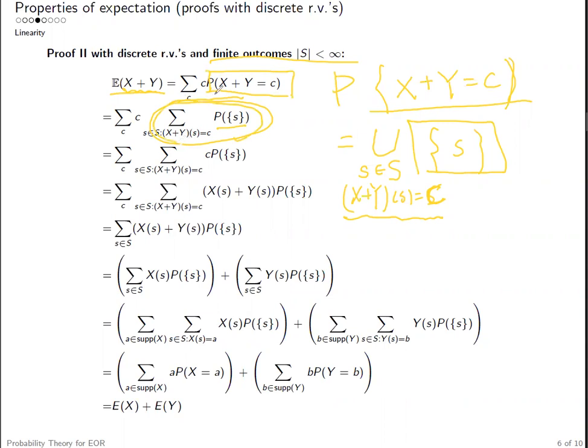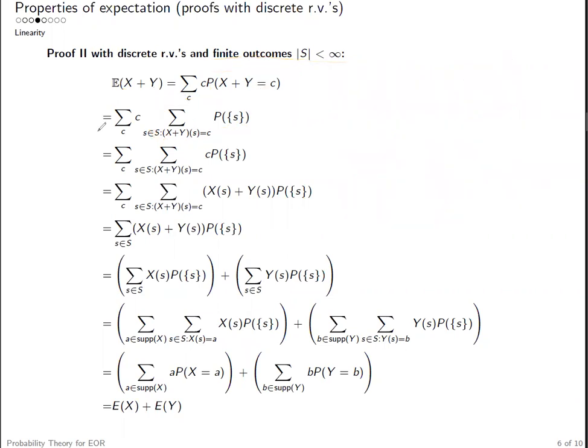This summation is essentially equal to the probability value of x plus y equals c. Now let's move from the second one to the third one by interchanging the order of c and this summation. Okay, now we move to the third step.